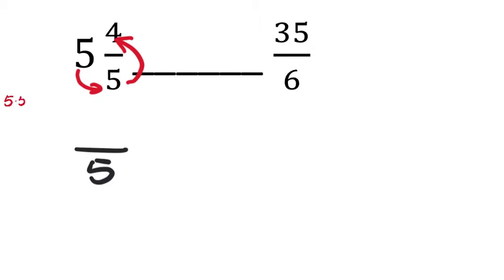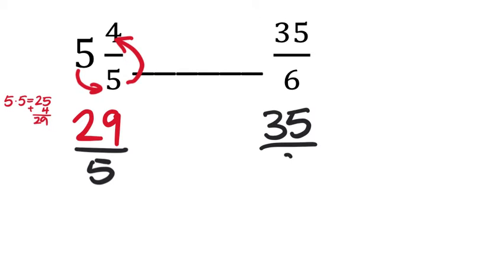So that'd be 5 times 5. Whole number times the denominator is 25. And then I would add the numerator 4 to get 29. So I end up with 29 fifths as the improper fraction. We are still comparing this to 35 sixths. Now, these are already fractions, so I will not worry about changing these into decimals.